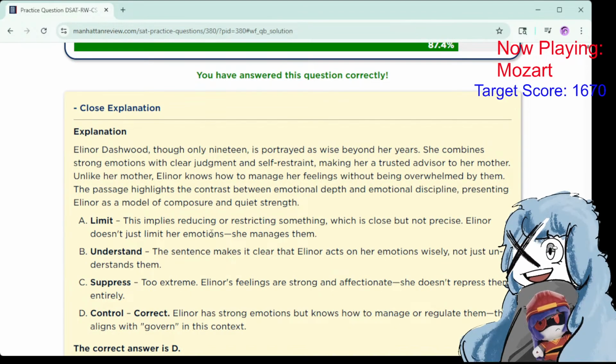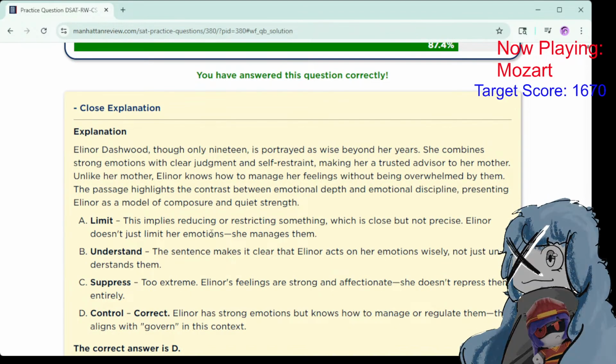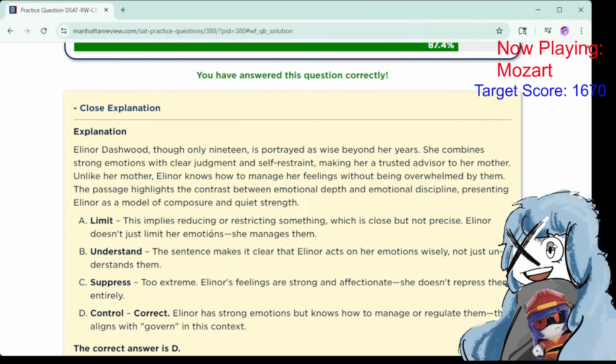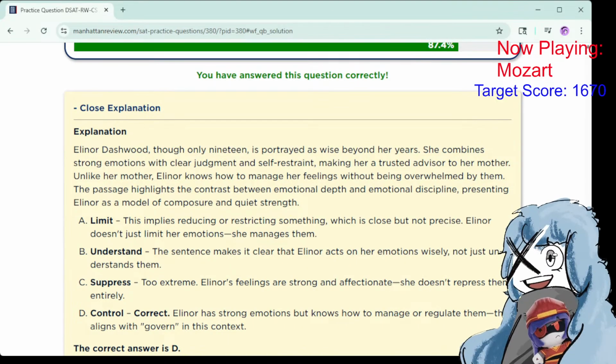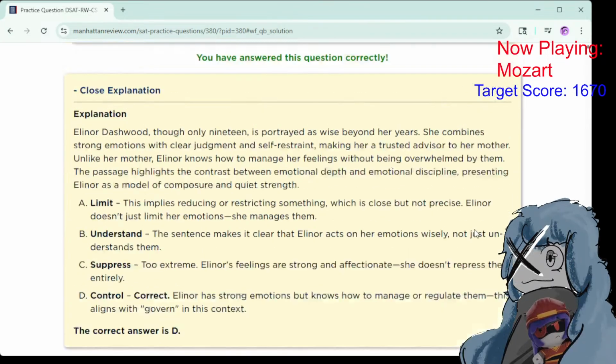Limit is not right, because it implies reducing or restricting something, which is close but not precise. Ellen doesn't want to limit her strength. She manages them. Suppress: too extreme. Ellen's feelings were strong affection, she doesn't suppress them entirely. Control, correct. Eleanor has strong emotions, but she knows how to manage or regulate them. This allows "govern" in this context, which is D.